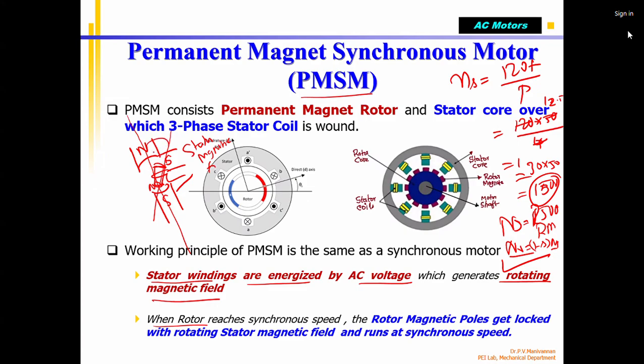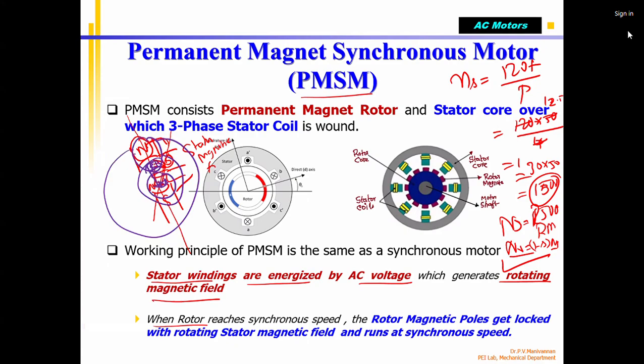The north pole of the stator is attracting the south pole of the rotor. But if sufficient torque is not there and the angle is too much, it may not get locked. So you have to physically move the rotor such that it is aligned like this. South pole and north pole, these two are locked. After that, the rotor will start rotating along with the field.